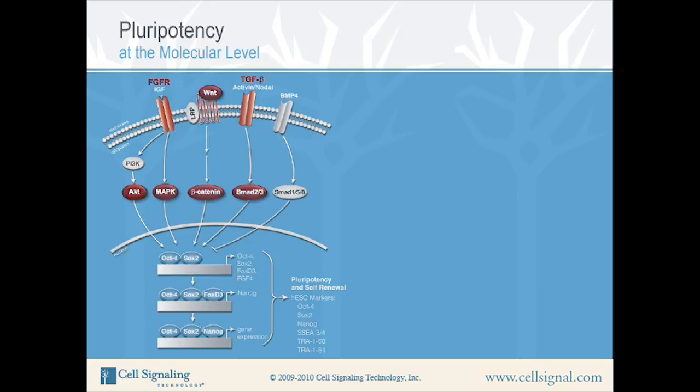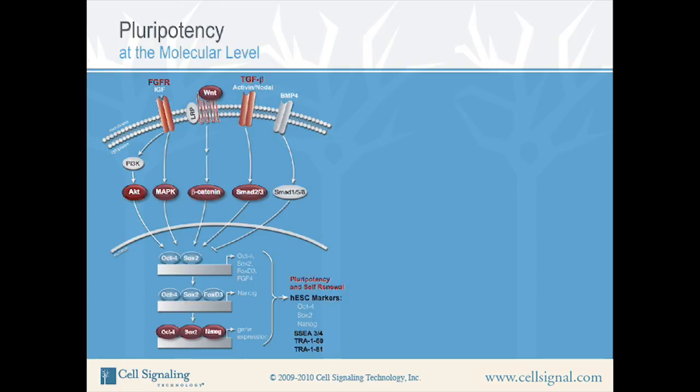Signaling through these pathways results in the expression and activation of 3 key transcription factors: OCT4, SOX2, and NANOG. These transcription factors activate gene expression of ESC-specific genes, regulate their own expression, and also serve as hESC markers. Other markers used to identify human ESCs are SSEA3 and 4, TRA-1-60, and TRA-1-81.